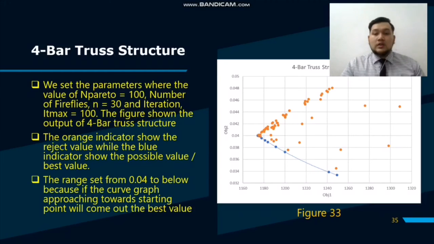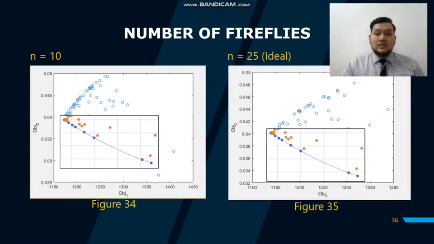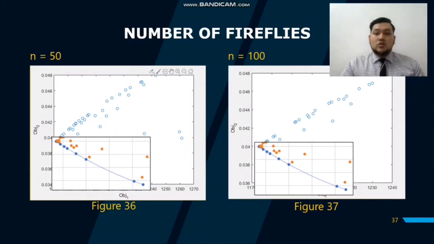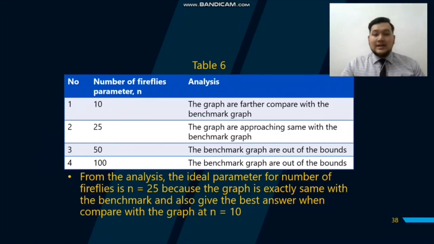Because I don't know the possible answer or the best value for this 4-bar truss structure problem, I try to change the algorithm parameters, where first I will change the number of fireflies. There are 4 graphs, which are n equal to 10, n equal to 35, n equal to 50 and n equal to 100. From the analysis, the ideal parameter for the number of fireflies is n equal to 25 because the graph is exactly the same as the benchmark and also gives the best answer when compared with the graph at n equal to 10.